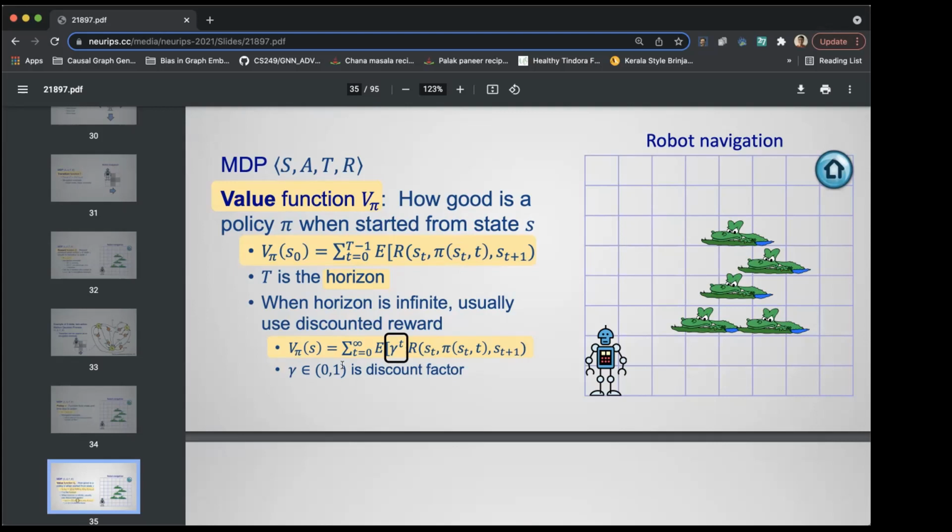Does anyone have any questions about value functions or policies? Anything that I'm missing for the reinforcement learning experts in the room? Okay.